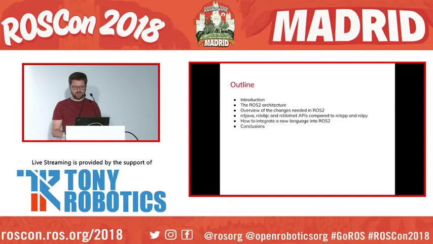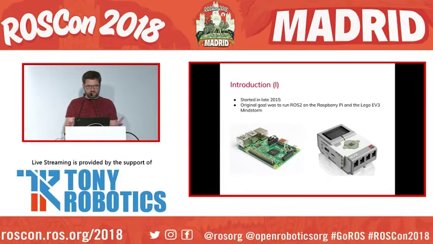So here's a brief outline of what we're going to see. First, why I started this project, how the ROS2 architecture helped. We're going to have a look at the APIs and also some guidelines for adding a new language to ROS2, and some conclusions. So despite this being a talk about ROS2 on Android, iOS, and UWP, I want to explain a little bit about the history of this project.